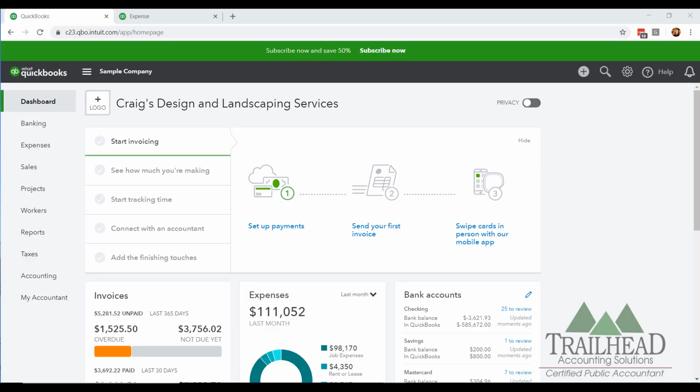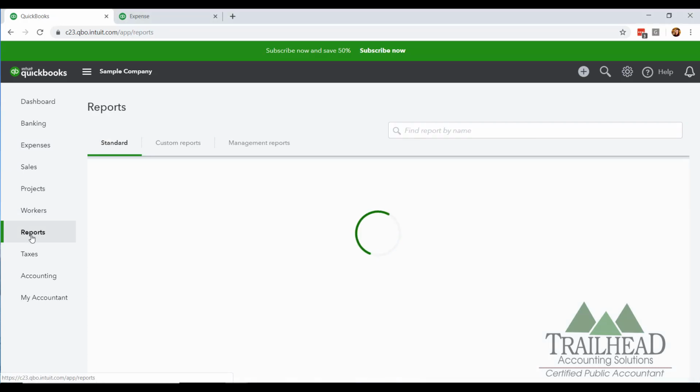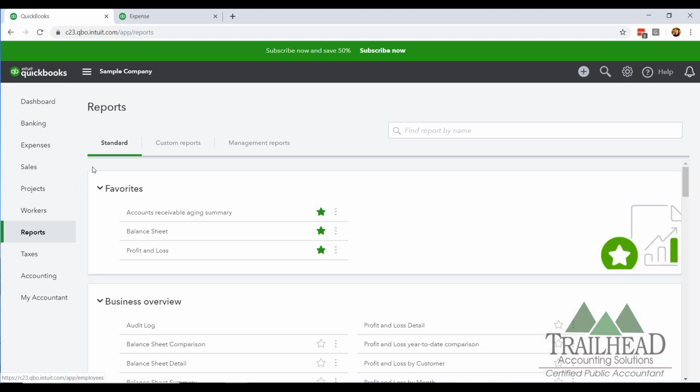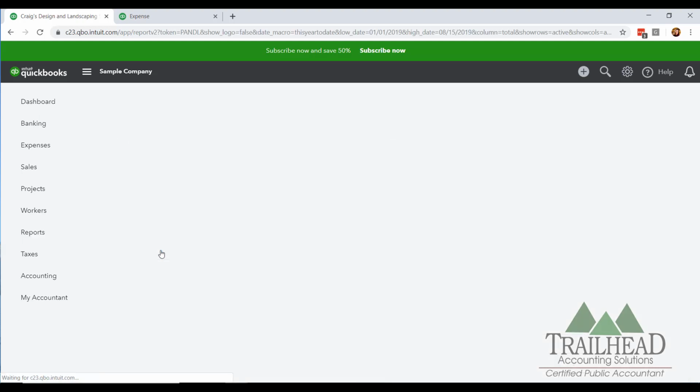Great, so let's dive into QuickBooks Online and I'll show you how to pull a profit and loss on your own. Once you sign into QuickBooks and you're at the main dashboard, you're going to come to the left menu and select Reports. From here, under your standard reports and under Favorites, typically profit and loss just shows up right here. So you can click Profit and Loss.